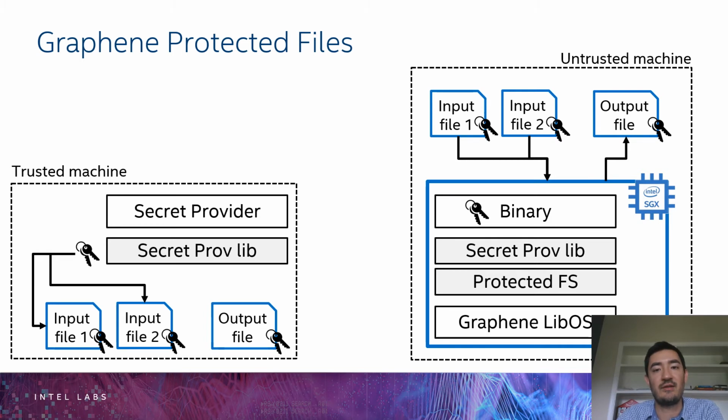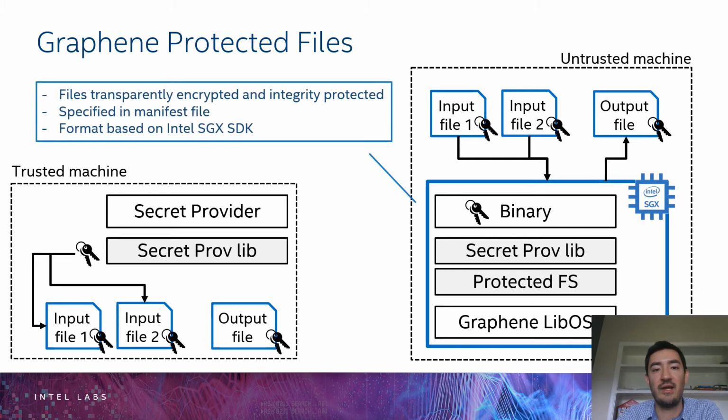Graphene implements protected files as transparently encrypted and integrity-protected files. The specific files or whole directories to be treated as protected must be specified in the manifest. The encryption format used in the protected FS implementation is borrowed from a similar feature of the Intel SGX SDK.